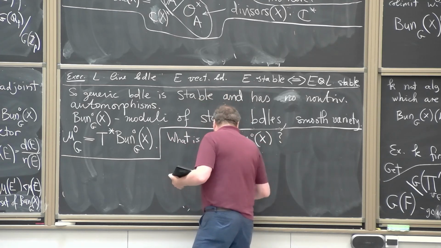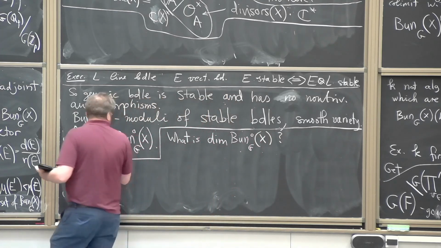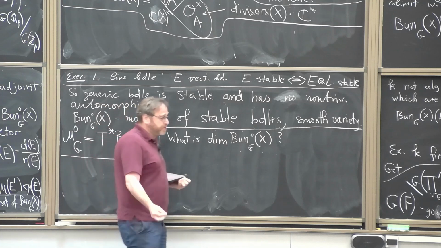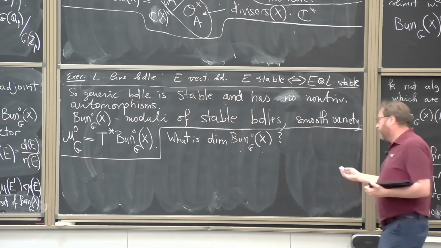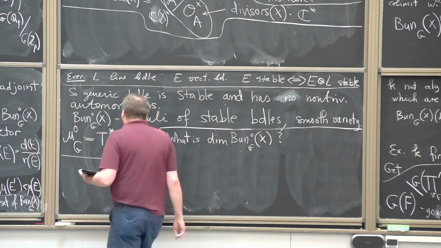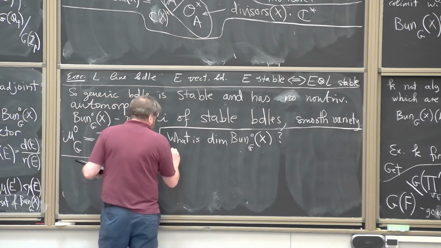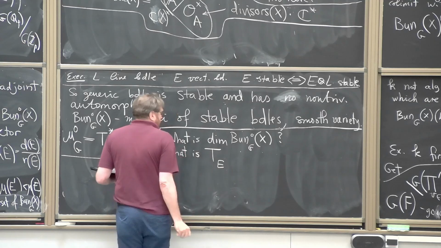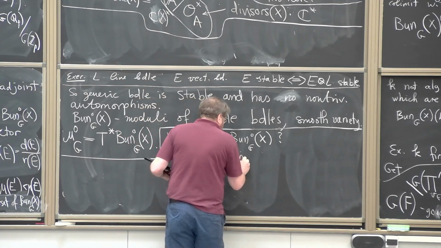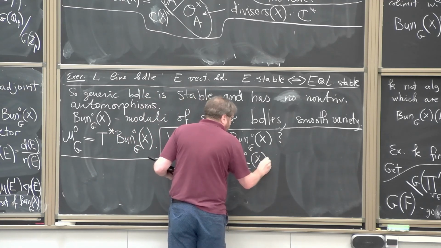And for this purpose, we need to compute the tangent or cotangent space, because, of course, the dimension of the variety is equal to the dimension of the tangent or cotangent space to this variety at a point. So what is the tangent space at a bundle E of this Bun_G(X)?